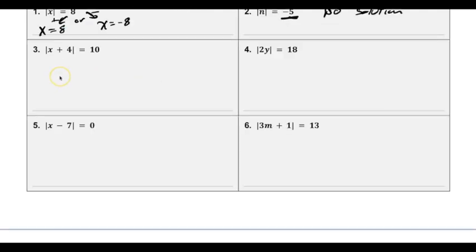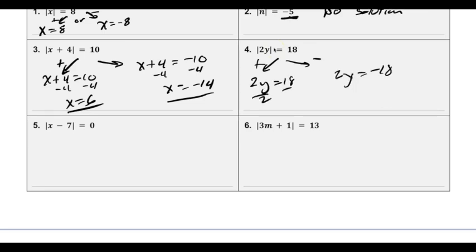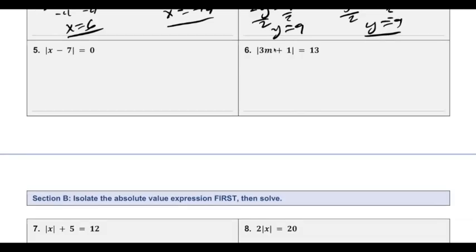So if I was going to solve this one, same concept. We're going to split it, a positive version, so x plus 4 equals 10, and a negative version, x plus 4 equals -10. Then we just solve each one separately. Minus 4, x equals 6; minus 4, x equals -14. Over here, same concept, absolute value, we're going to split it, plus and minus. 2y equals 18, and 2y equals -18. Divide by 2, divide by 2, y equals 9. Divide by 2, y equals -9.